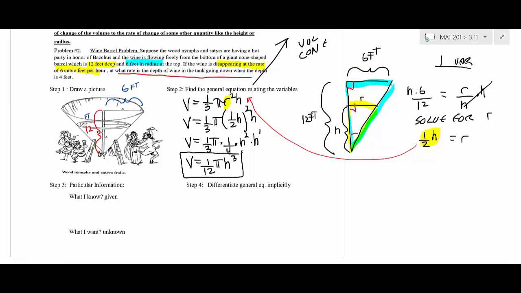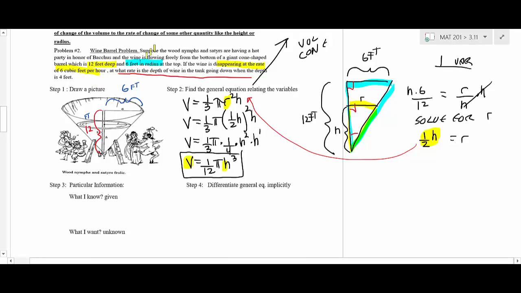So what did I do on that? I have a volume formula, and the reason for this triangle step over here is because I have to have only two variables. Everybody with me on that? And because it says the rate of the depth, that's why I want h in my equation. You must pay attention to that. That's real key. Now we're going to look at everything that we were given.